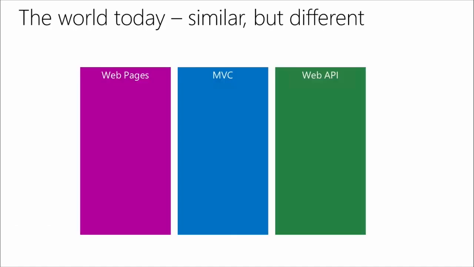So the world today, if we look at MVC, Web API, and web pages, they're kind of like silos. They're three separate technologies, and they don't really share very much. Web pages and MVC do actually share a common view format. They share Razor as the syntax that you use to write your views. But beyond that, they don't share anything else. Their HTML helpers, for example, are completely different.